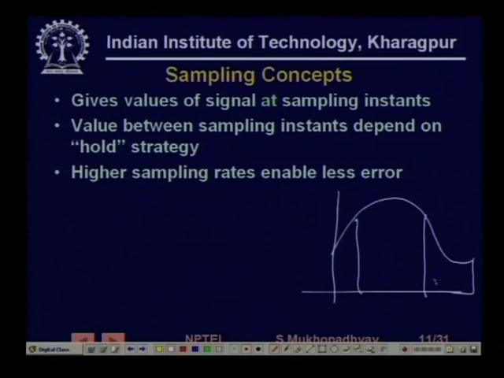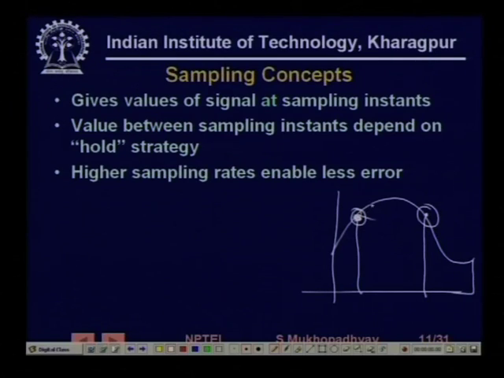I am sort of exaggerating, actually you do not sample it so far apart, you sample it much closer, but just to drive home the point, what I am saying is that you have got the value of the signal here and the value of the signal here, and ideally speaking you do not know what the values of the signal are over, let us say, here or here or here, because you have not got those values, right. So, what you do is you make an assumption, right.